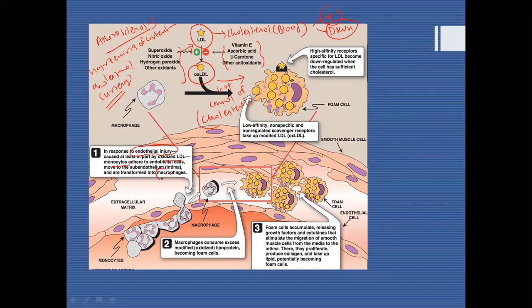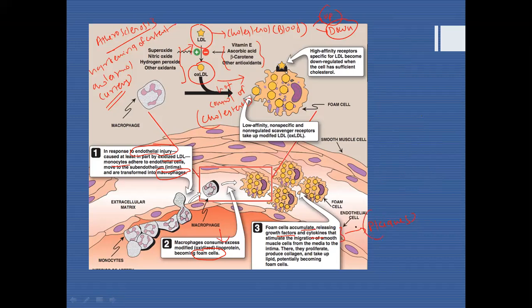This monocyte will turn into macrophages. This macrophage continues the consumption of oxidized LDL, or oxidized lipoprotein, and will be converted into foam cells. These foam cells accumulate inside the arteries, in the intima layer of arteries. There will be release of growth factors and cytokines. So there will be formation of plaques.